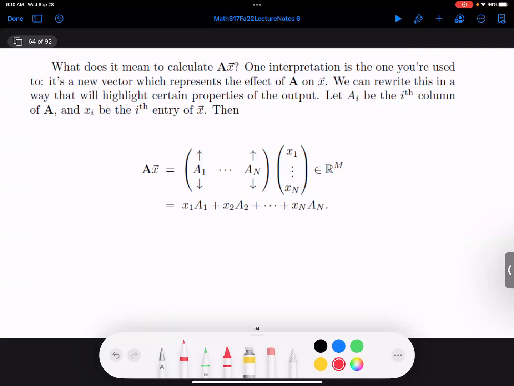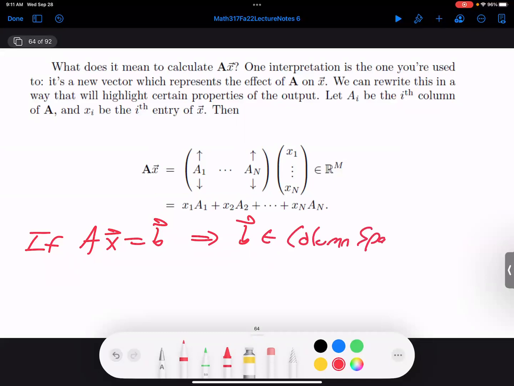So if AX equals B, this means B is in the column space of A. If I want to solve AX equals B, B must be a linear combination of the columns of A. If not, then there's no way I can solve AX equals B. If you want to solve AX equals B, what would be wonderful about the matrix A? What would be a wonderful property for A to have that will make solving this really easy?